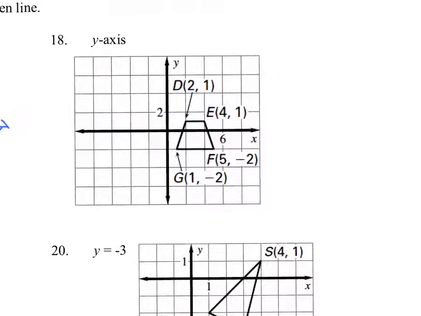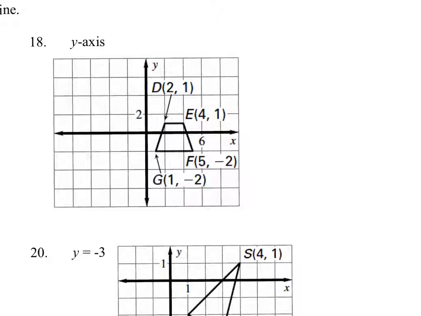Alright, let's look at 18. This time we're going to reflect this in the y-axis. So I'm just going to highlight the y-axis for emphasis here, and we're going to flip it over that line. So we'll just count, but this time, since it's a vertical line, we're going to count horizontally. Notice we're always counting perpendicular to the line of reflection.